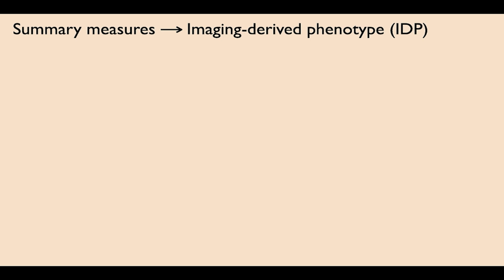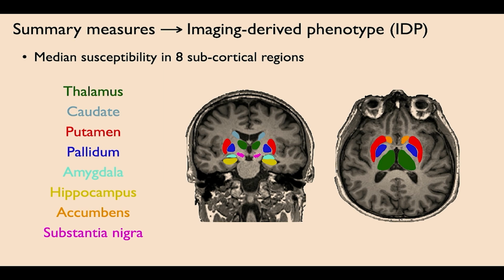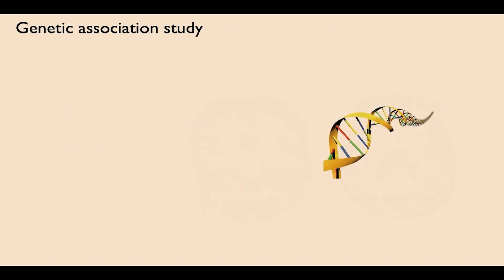So in UK Biobank, we commonly produce summary measures that are a set of scalar values extracted from each subject's imaging data. These summary measures are called imaging-derived phenotypes, or IDPs. Here, I will focus on IDPs targeting the subcortical regions from the QSM data. We calculated the median susceptibility in 8 subcortical regions, separated by left and right hemispheres. By doing this, we reduce data size to a few numbers per subject, which makes it computationally possible to perform analysis, such as associations with genetic data and phenotypic data.